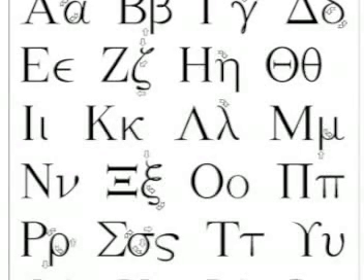This time a little faster. Kai ho logos ein pros ton theon. Now let's go back again, and this time we'll say those two clauses a little faster. In arche ein ho logos.